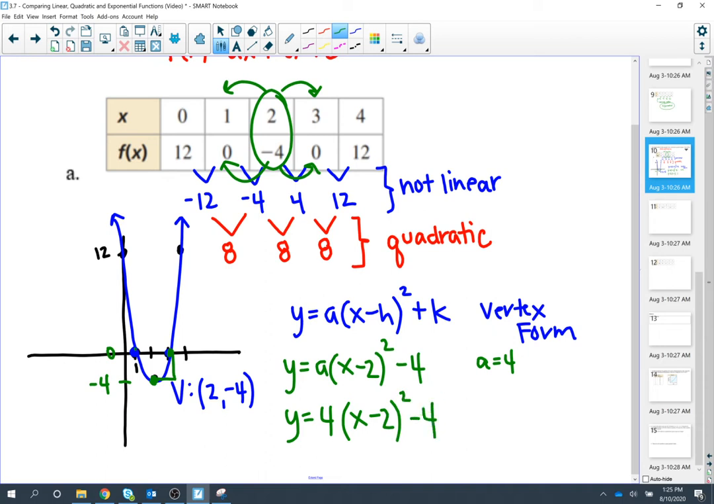And then at this point, I'm going to go, did it say anything in the directions about writing this in standard form? I don't think so. So guess what? I'm done. I'm going to leave it like that. It just said write a quadratic function. That is a quadratic function in vertex form. You're done.